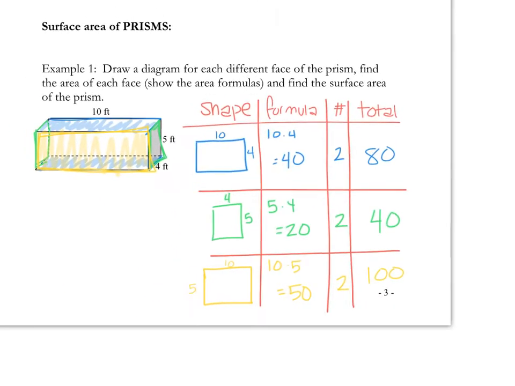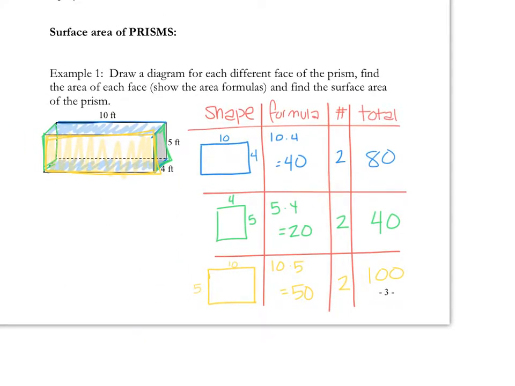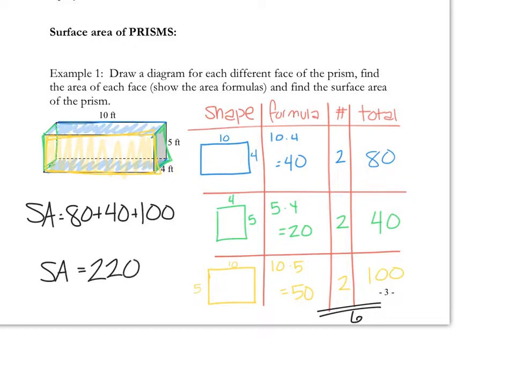Now, just to make sure, if you count up all the faces of this rectangular prism, I should get 6. So 2 plus 2 plus 2 is 6. So just to make sure, I would count up all my faces to make sure that the number column matches the number of faces. So now when I'm finding my surface area, all you're going to do is add up all of those in the total column. So my surface area is going to be 220 feet squared. And we're done.